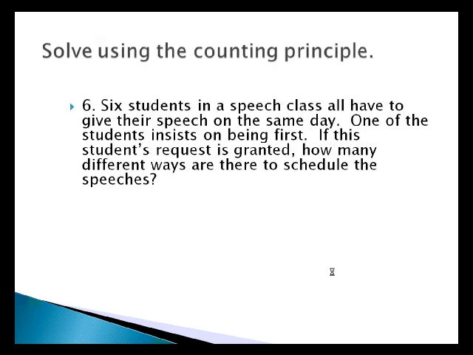All right, let's talk about the next one. 6 students in a speech class all have to give their speech on the same day. One of the students insists on being first. If this student's request is granted, think about how many different ways there are to schedule the speeches. Now again, without calling out, I want you to try and work through this one. Think about writing out the 6 different spots and think about what could go in each spot.